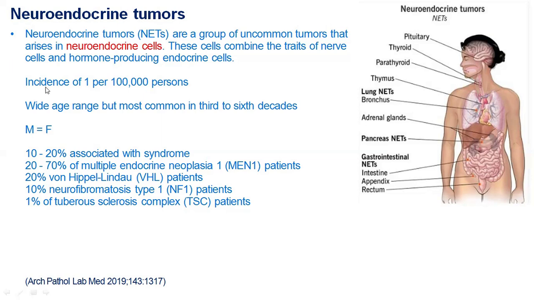These tumors are quite uncommon. Their incidence is 1 per 100,000. They have a wide range of occurrence, but most commonly occur from the third to sixth decades. They occur equally in males and females, and they are commonly associated with a variety of syndromes, such as von Hippel-Lindau syndrome, neurofibromatosis type 1, and tuberous sclerosis complex.